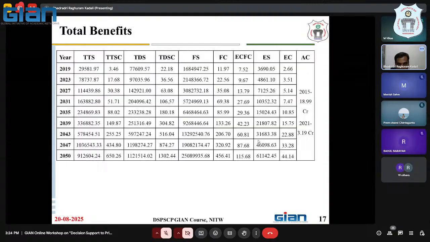So what we have done: the travel time saved, the delay saved, fuel saved, the emission saved, and finally the accident saved. Then, put together, we have converted these into costs: travel time cost, delay cost, fuel saved cost, emissions cost, and the accident cost. This cost is actually the benefit in terms of rupees. That total benefit is estimated from 2019 to 2050.